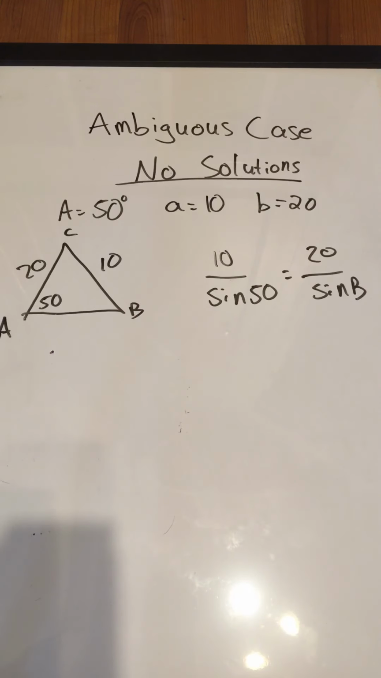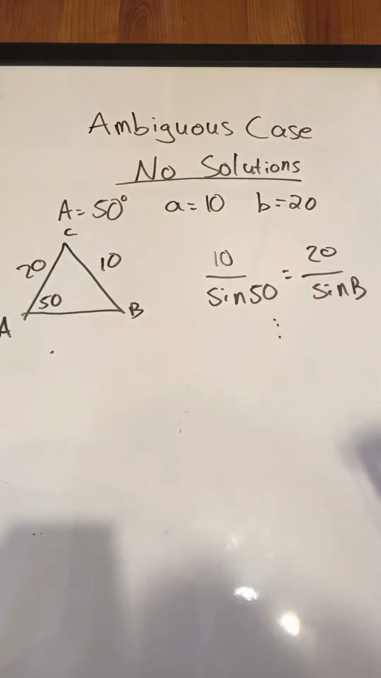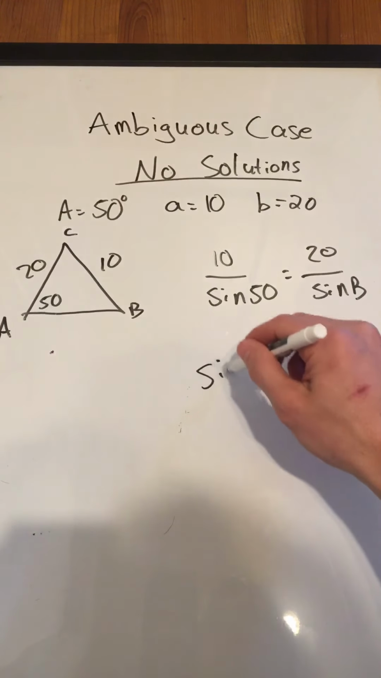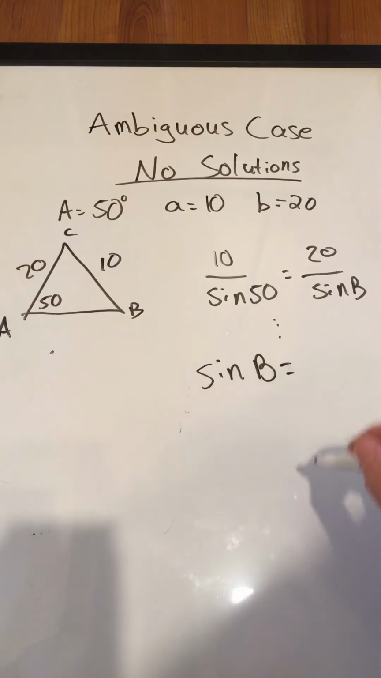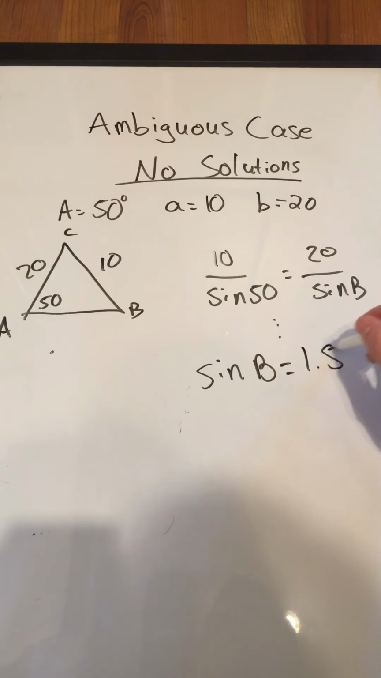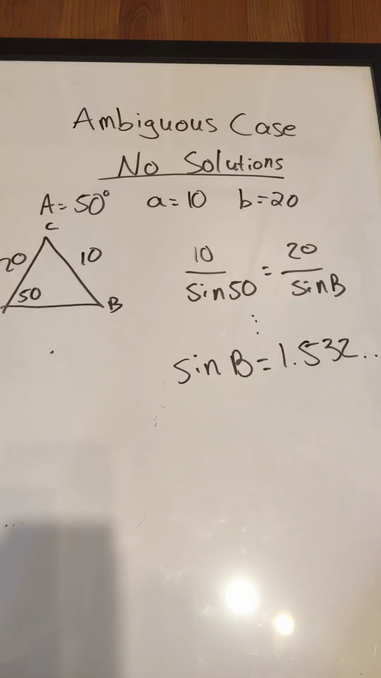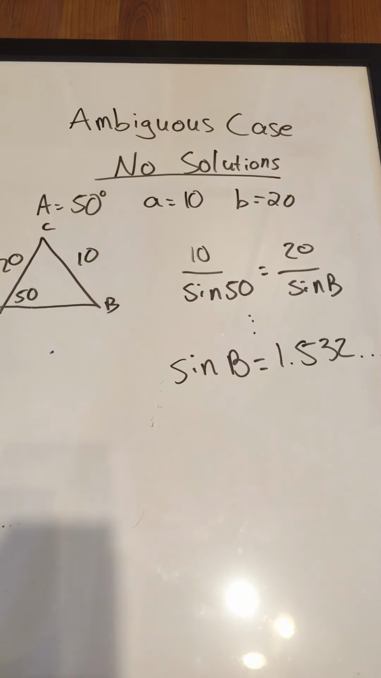I can solve this problem now, and again, pause it if you need some time to calculate on your own. But eventually, I would get down to sine B equals about 1.532 and change. Okay? Now, typically, like we did in the earlier example, I would use inverse sine to solve this problem. Well, if you type in inverse sine of 1.532, you're going to have an error in your calculator. And here's the reason why.